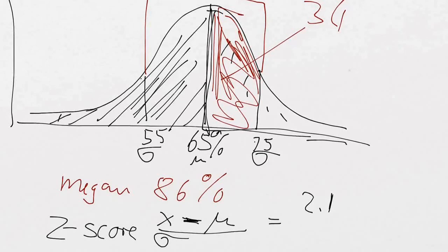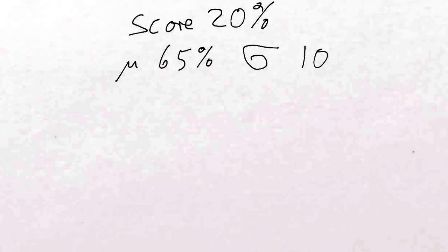Here's a question. Can the Z-score be negative? How? So if I have, for example, a student who is not terribly bright, let's say that student X, student A, whatever, scores 20%. The mean is 65, and the standard deviation is 10. What do you get for the Z-score?